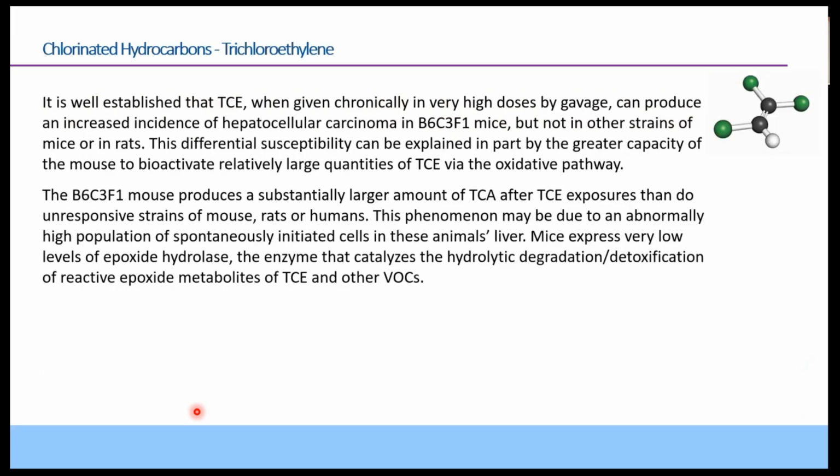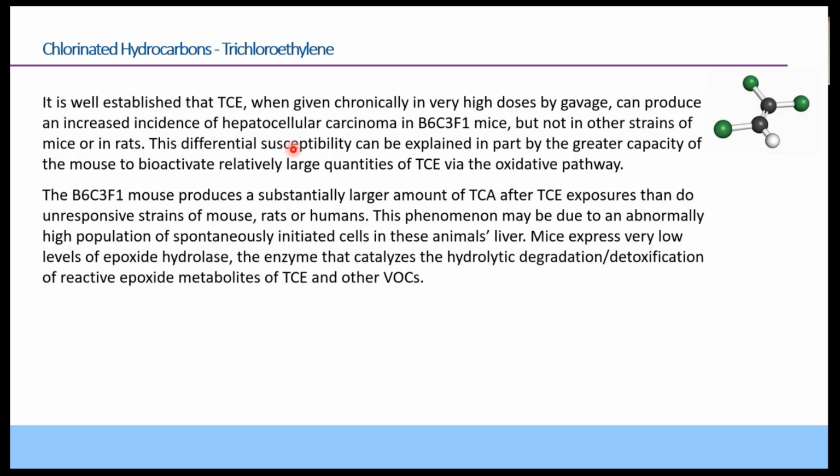Then moving on to some of the examples of solvents which are covered in this chapter, various classes and then representative examples of chemicals from these classes. So the first class is chlorinated hydrocarbons, starting with trichloroethylene. It is well established that TCE, when given chronically in very high doses by gavage, can produce an increased incidence of hepatocellular carcinoma in B6C3F1 mice, but not in other strains of mice or in rats.